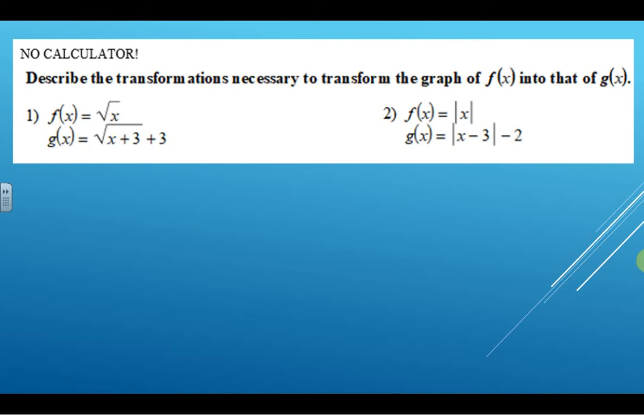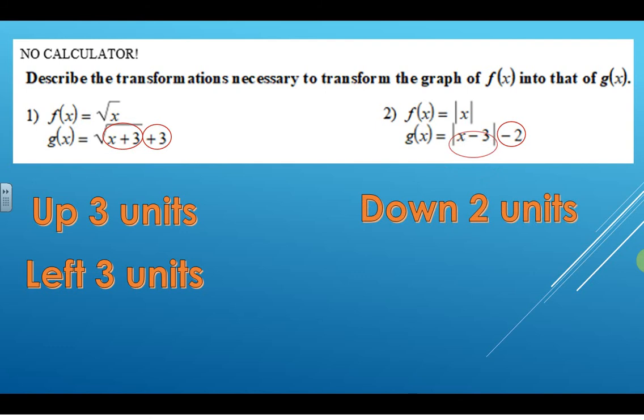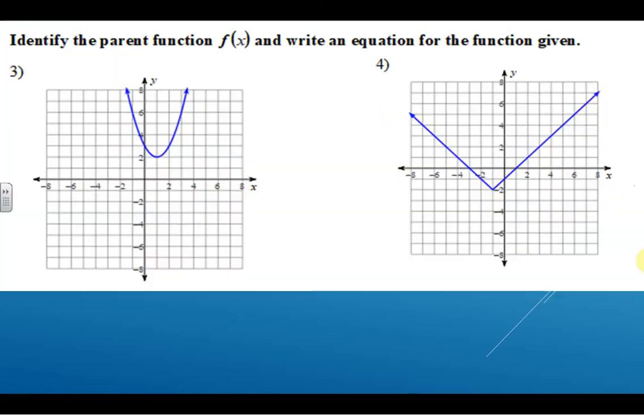You're supposed to be able to look at this +3 on the outside and say, oh, that's up 3. Look at the +3 on the inside and say, oh, that's left 3, because it's the opposite on the inside. I got the next one. It's an absolute value. We're going down 2 and right 3. Look at us go. It should be this easy, and you should feel comfortable at this point because you were doing it.